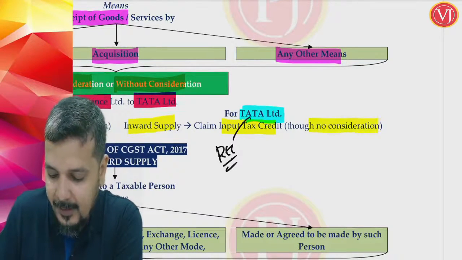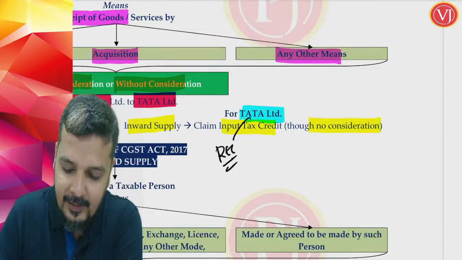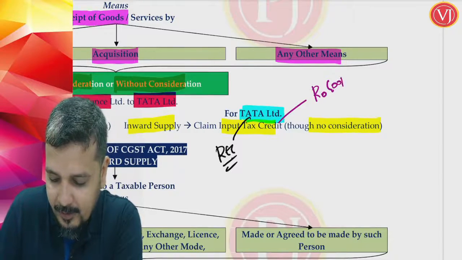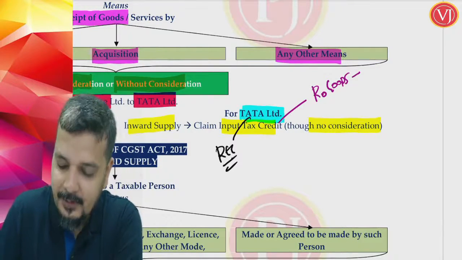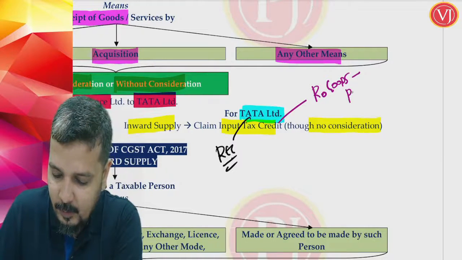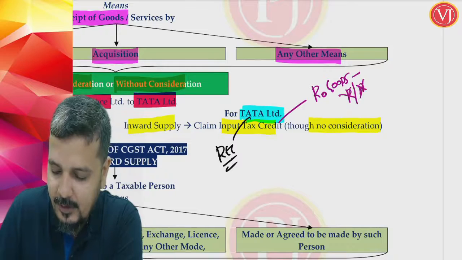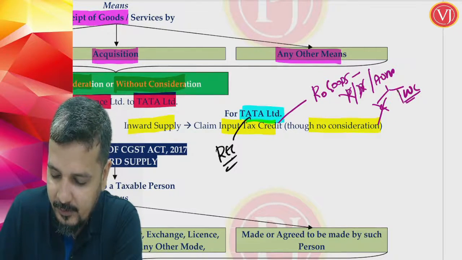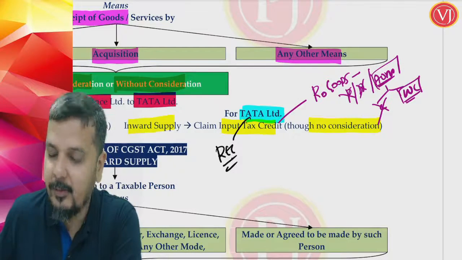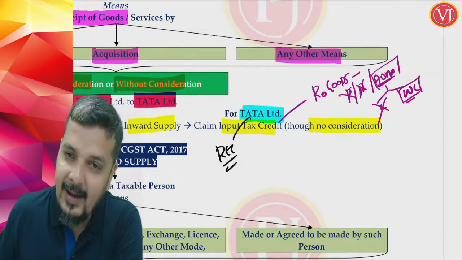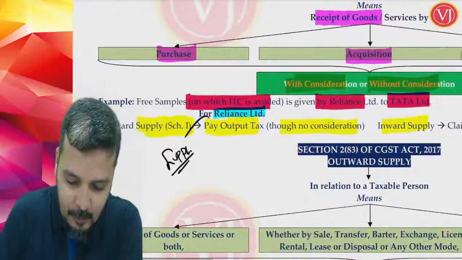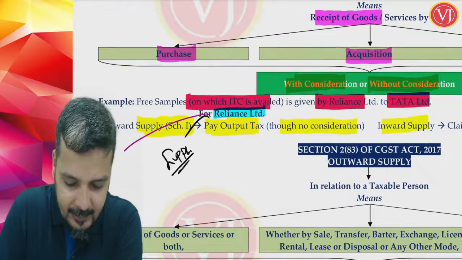Yes. Though it is not paying any consideration, it can claim ITC for a very simple reason. You are talking about receipt of goods. Okay, the goods are being received. Is it by way of purchase? No. Is it by way of acquisition? No. It is by way of any other means. Whether there is consideration? No. It is without consideration. So it is covered in this any other means without consideration. So Tata Limited can enjoy the input tax credit. Now Reliance Limited, why does it have to pay output tax? Because it is a deemed supply.